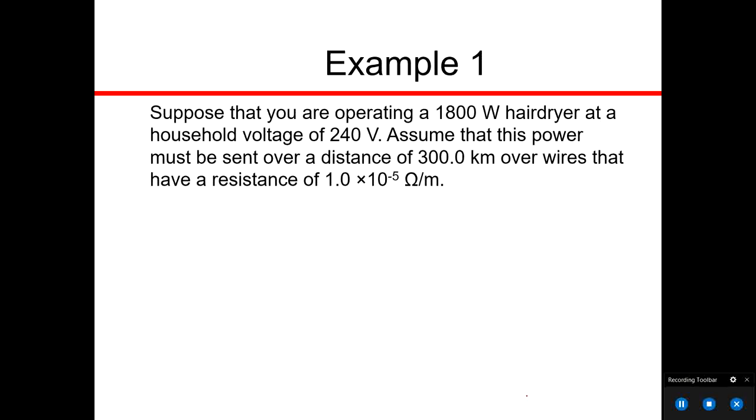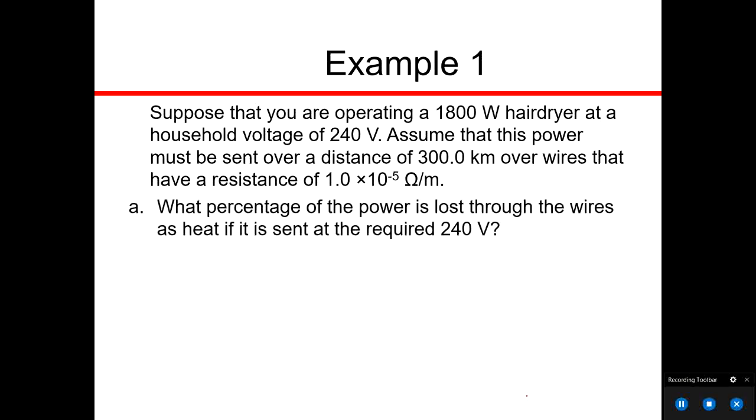So it has to travel all this way over wires which have resistance themselves, like we looked at when we studied resistivity. So it has to come through these wires, and because of this, we're going to lose some of that power by the time it actually gets to our house.